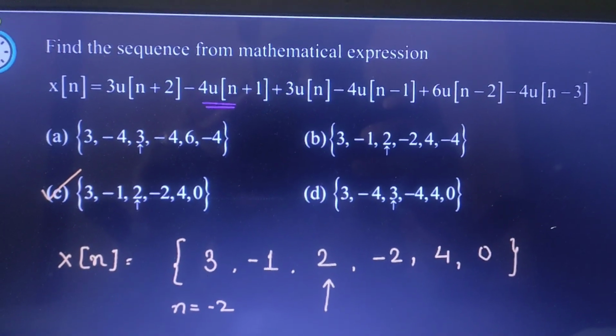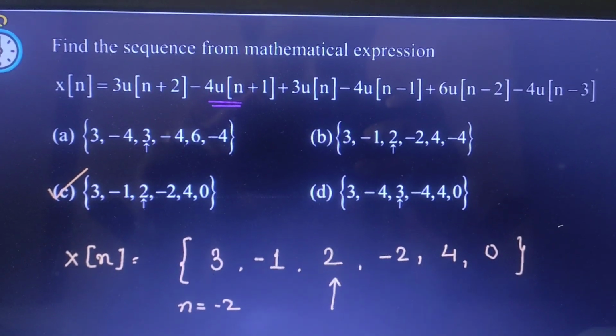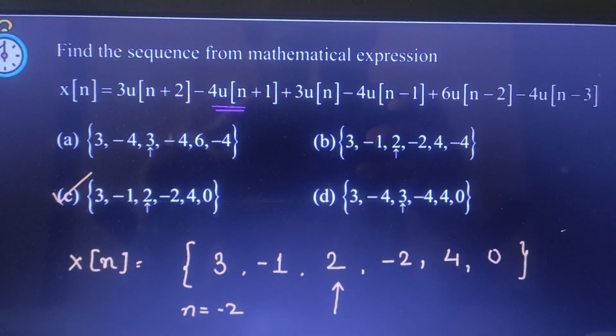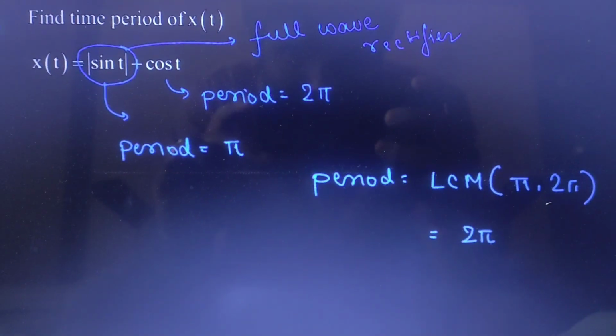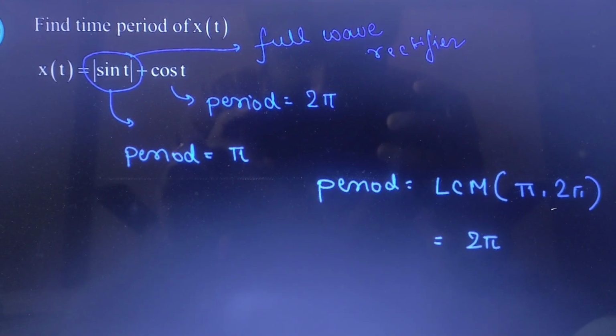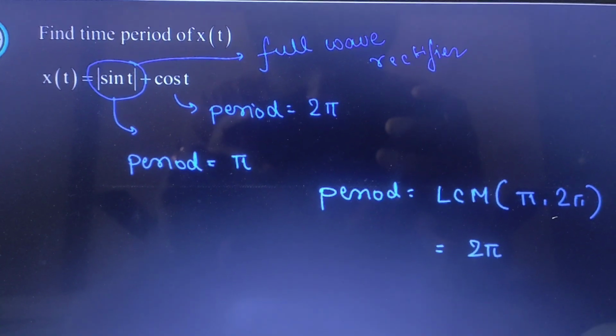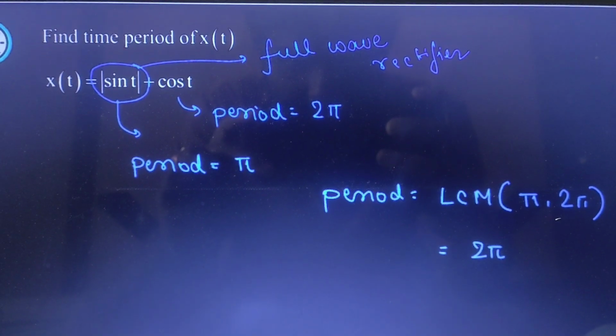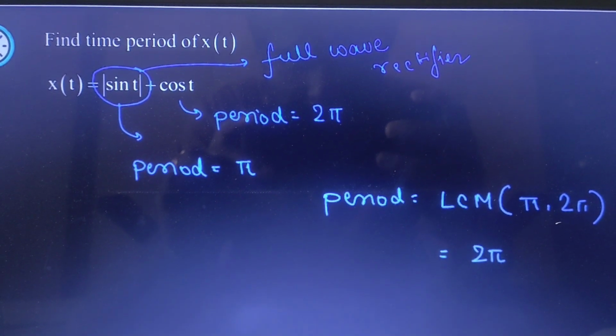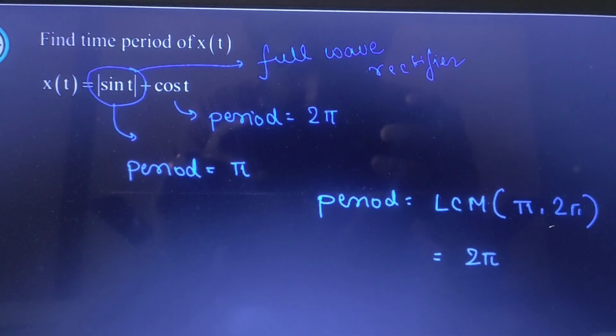So the sequence is 3, minus 1, 2, minus 2, 4, 0. Is asking to find the time period of x of t, where x of t is given as mod of sin t plus cos t. By seeing mod of sin t we can say the period is pi.